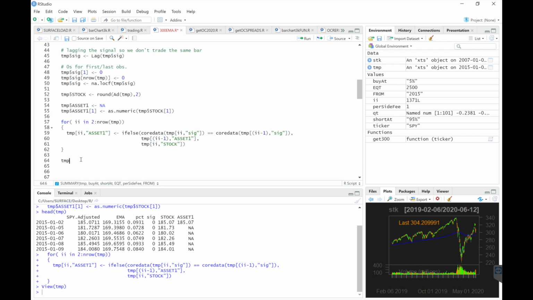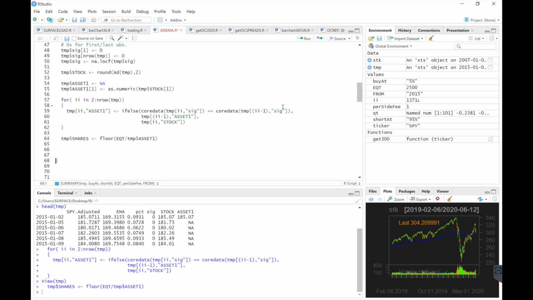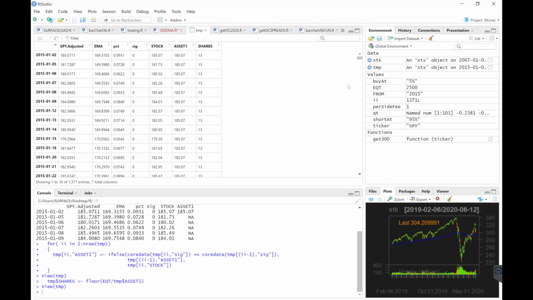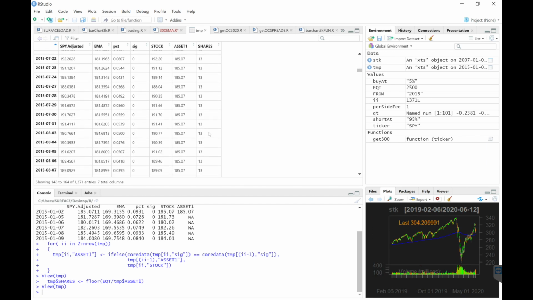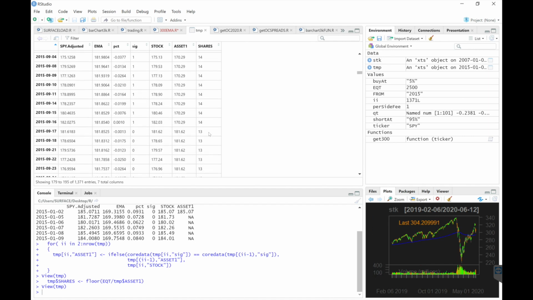Alright, so now I'm going to add a column to keep track of the number of shares we can buy. And then I'm going to round that down, so I'll use floor. So equity divided by temp asset 1. Take a look at temp. So with equity of 2,500 at whatever this price is, in this case we could afford to buy 13 shares. And it's going to keep track of how many shares we can buy whenever we get a new signal.